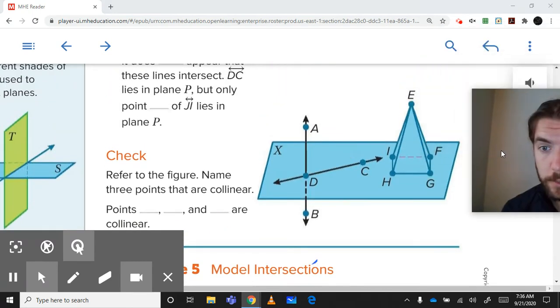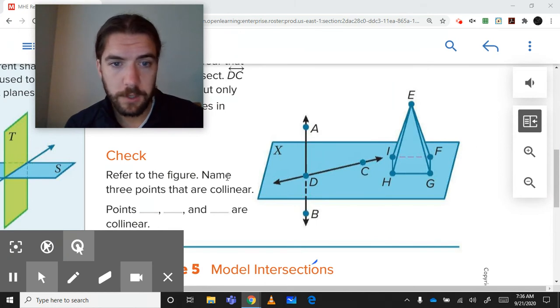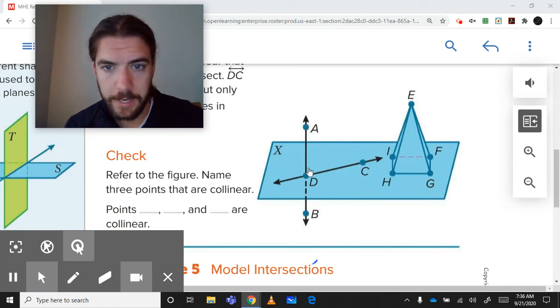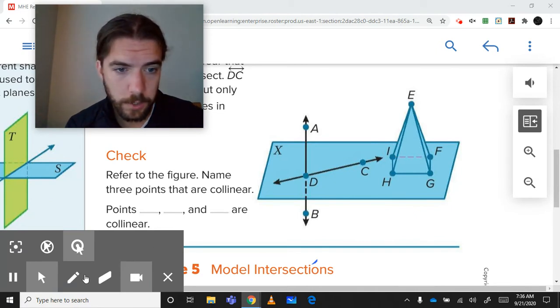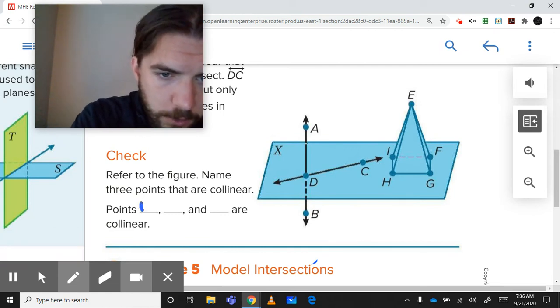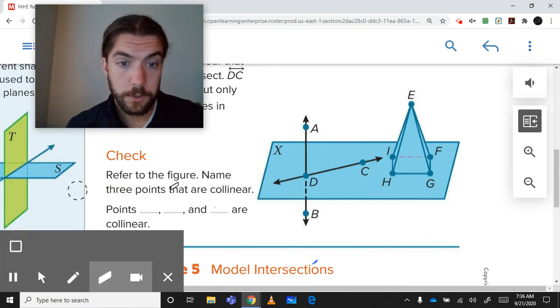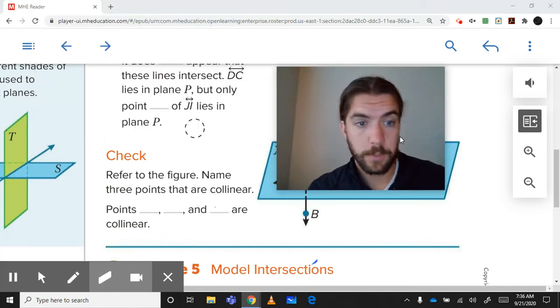Okay, so let's look at this very last part, which is to refer to the figure and say we want to name 3 points that are collinear. So 3 points that are collinear, the only 3 that I see are A, D, and B. Okay, I looks like it might be on this line, but it's not really included in it, so we're not sure for 100%, but A, D, and B look pretty good there. A, D, and B. Okay. Just going to read 2 little notes on the side of the page here real quick.